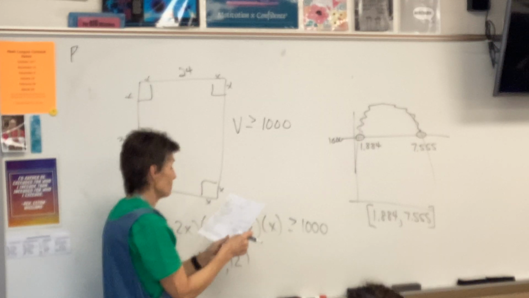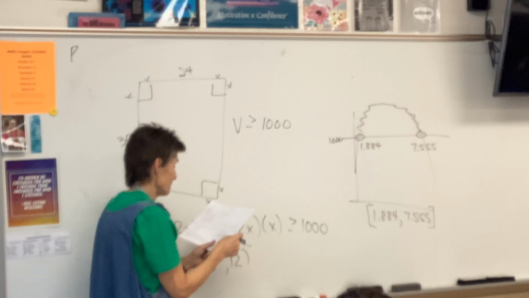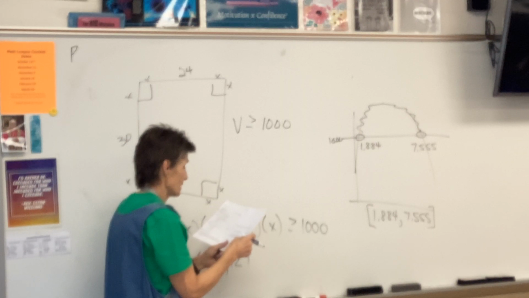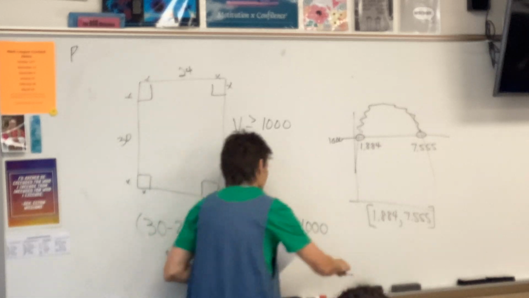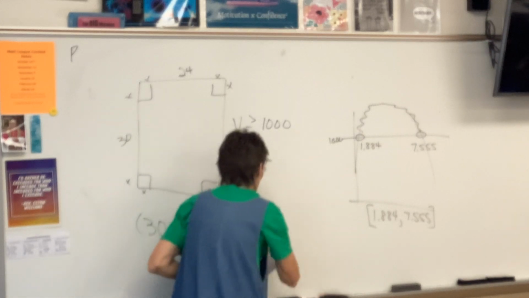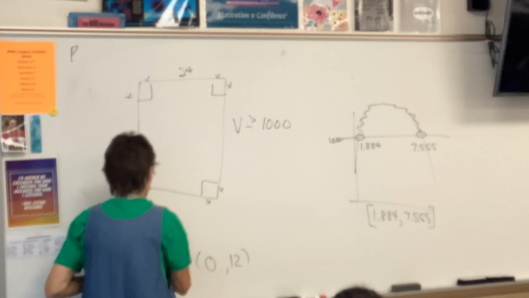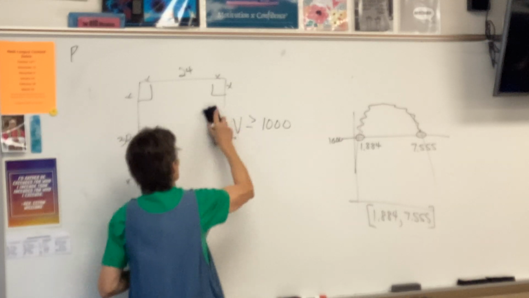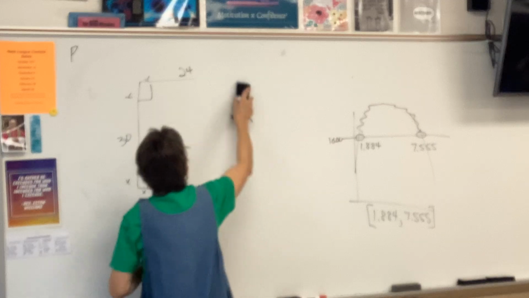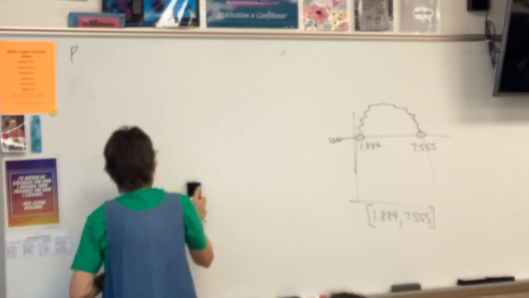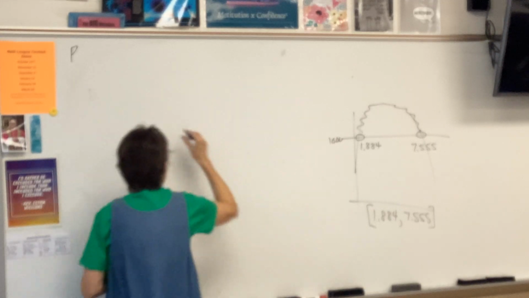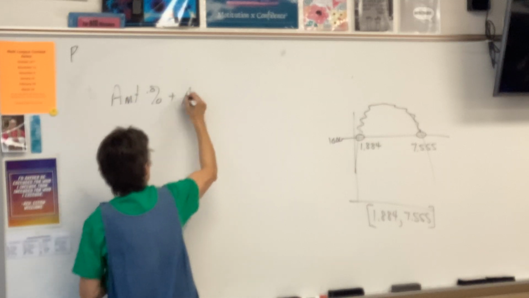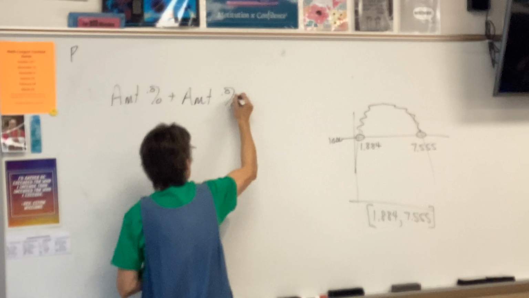All right, Bob likes lemonade, Max likes lemonade, what will Bob want? Okay, what is going to be our setup? Amount times percent, plus amount times percent, equals amount times percent. Yep.